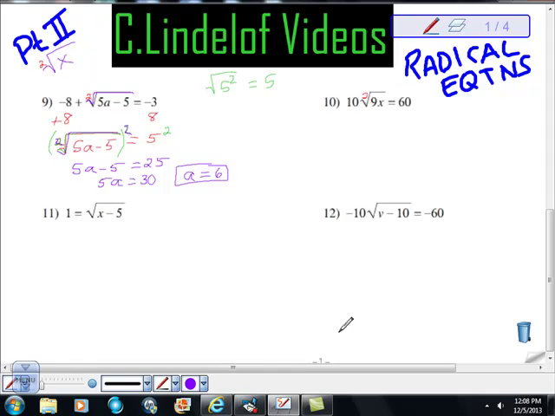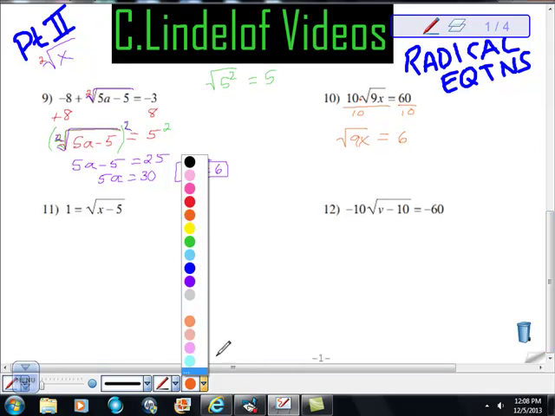Here, this problem is also very interesting, and it's another sticking point for a lot of students, it seems. So I look at it this way. This is 10 times the square root of 9x. This is 10 times this value. So I look at this 10 as if it was a coefficient, and I'm just going to divide both sides by 10. 10 over 10 is 1, and 1 times the square root of 9x is the square root of 9x. And 60 divided by 10 is 6. So hopefully we can agree on that.